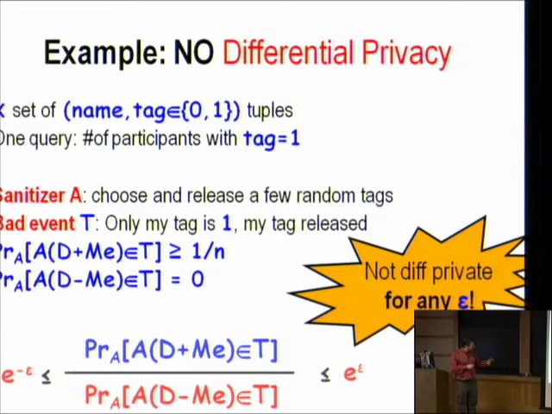What are the essential properties we want from a privacy mechanism? Differential privacy satisfies them. I'm not saying nothing else satisfies them, but this definitely does, and most naive things do not. Anyway, this is an example where there is no differential privacy.